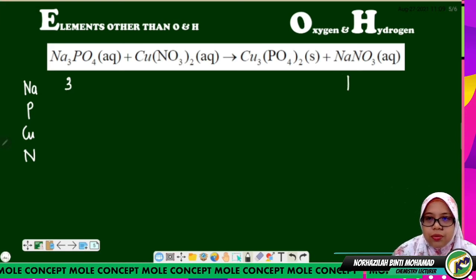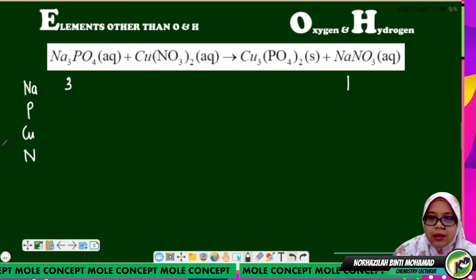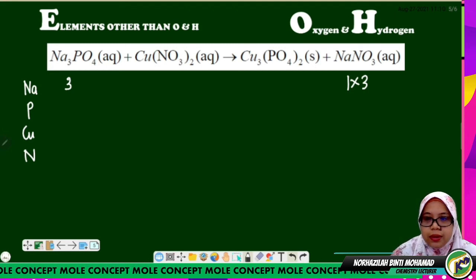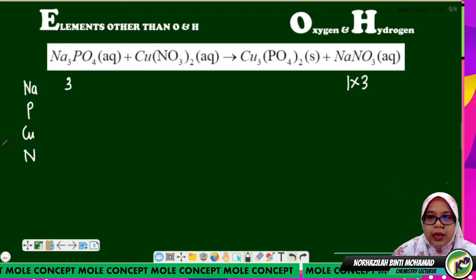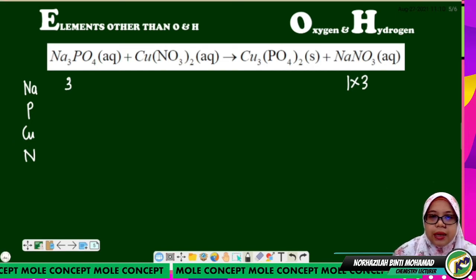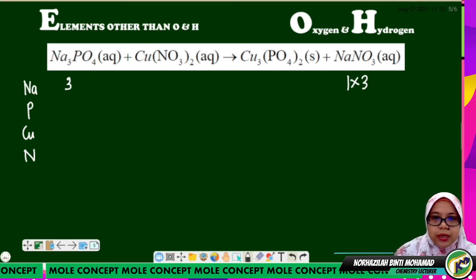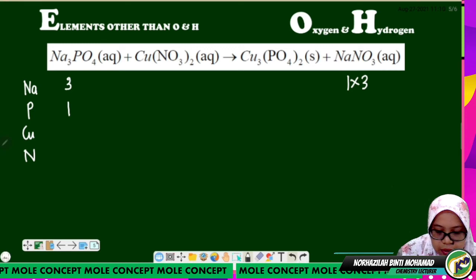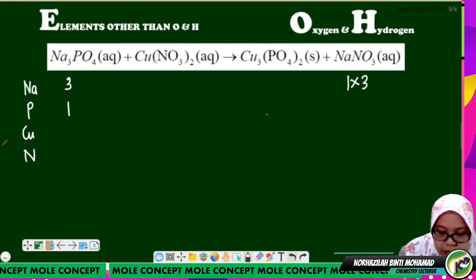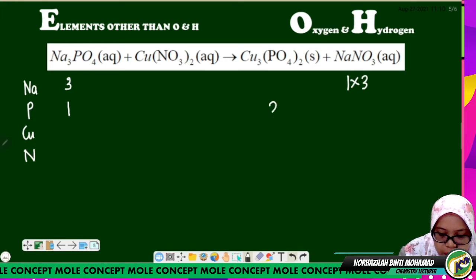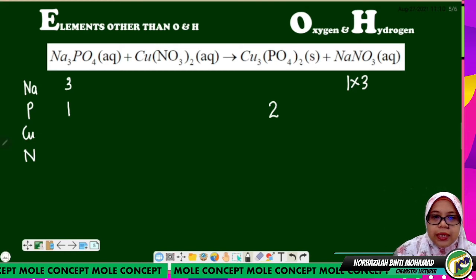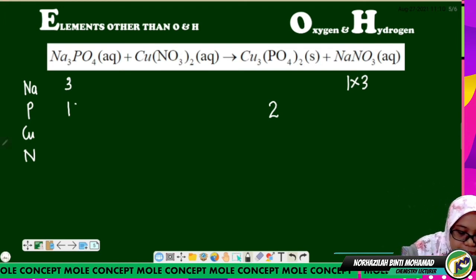Okay, so what we need to do, the number of sodium is not balanced, so I need to times 3 the NaNO3. Okay, I times 3 the NaNO3 so that I get the balanced number of sodium. How about phosphorus? In Na3PO4 I have 1 phosphorus. In Cu(NO3)2 no phosphorus. And then in Cu3(PO4)2 I have 2 phosphorus, because this one is multiplied by 2. So I have 2 phosphorus, which means the number of phosphorus on the reactant side is not balanced. So I need to multiply by 2.